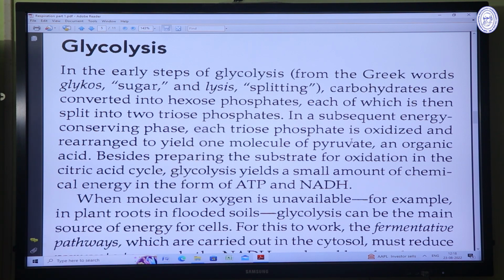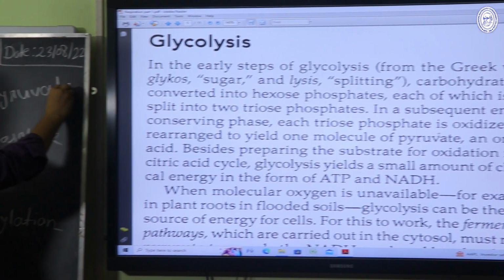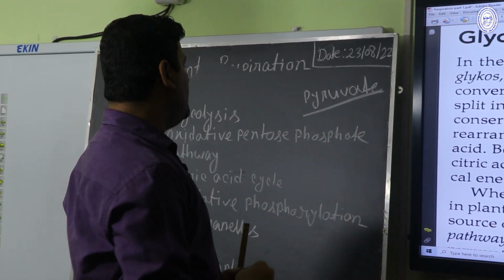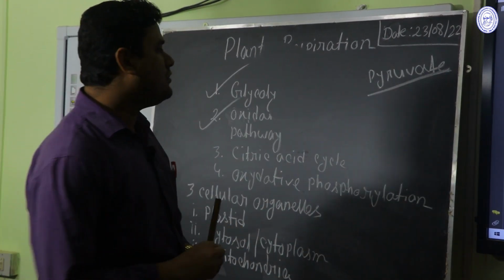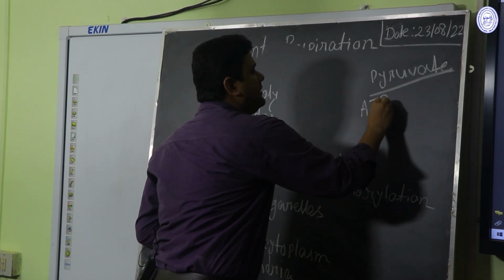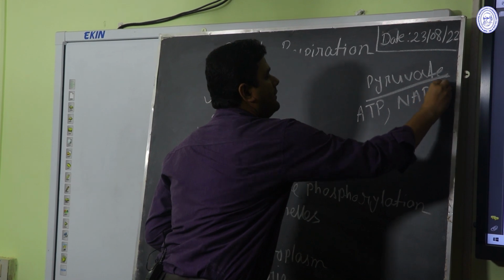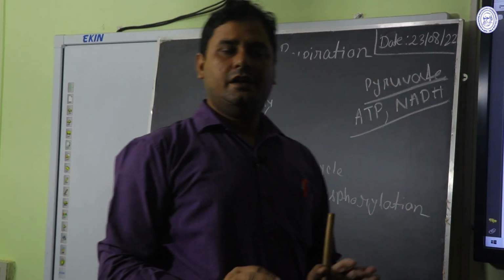So, actually in glycolysis sugar, it may be sucrose or in any other form, will be transformed or converted into the end product, which is pyruvate, and also a little amount of energy in the form of ATP and NADH will be released here.